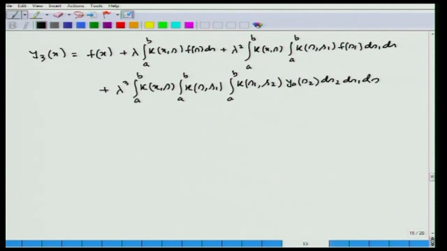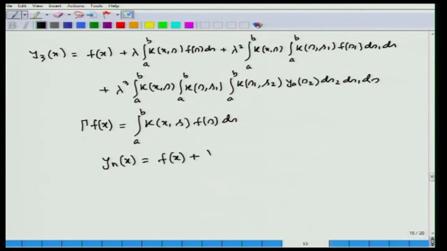And now, if we introduce this notation gamma f x, that is the integral operator gamma, defined by integral a to b k of x comma s f s d s. Therefore, the general iterative scheme can be written as y n x is equal to f x plus lambda gamma operated upon y n minus 1 x. This is the general iterative scheme.